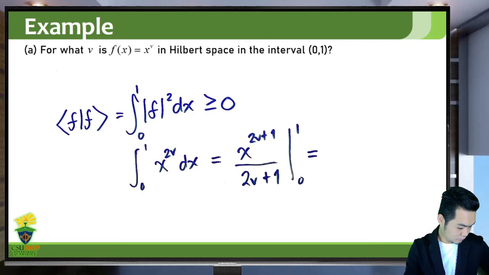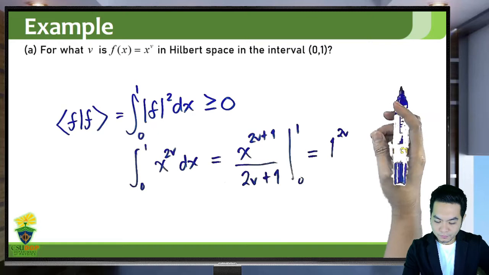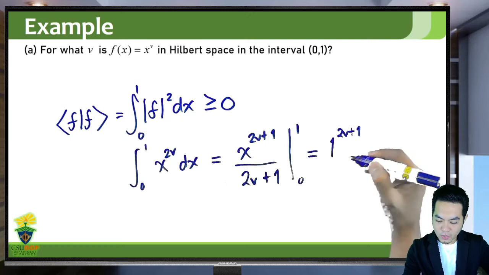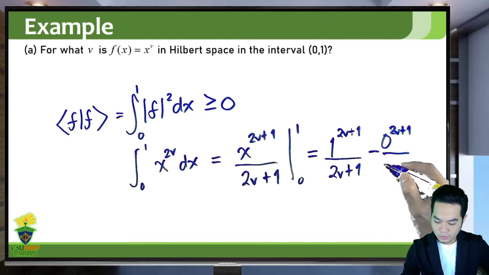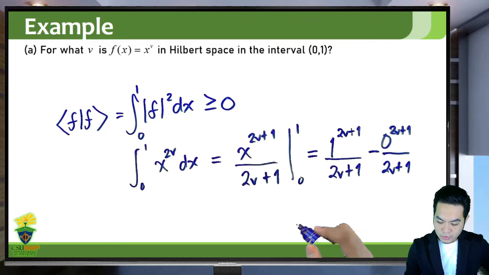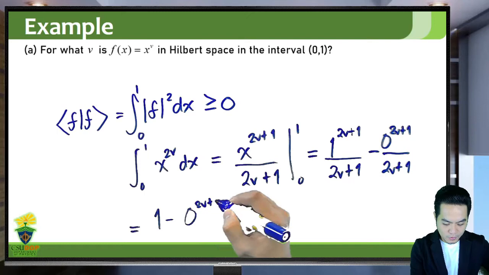So in the upper limit you have 1 to the 2v, and 1 to the 2v is 1. No, we're finding v. So 1 to the 2v plus 1 over 2v plus 1 minus the lower limit you have 0 to the 2v plus 1 over 2v plus 1. So this will give us 1 to the 2v plus 1, which is just 1, minus 0 to the 2v plus 1, all over 2v plus 1.